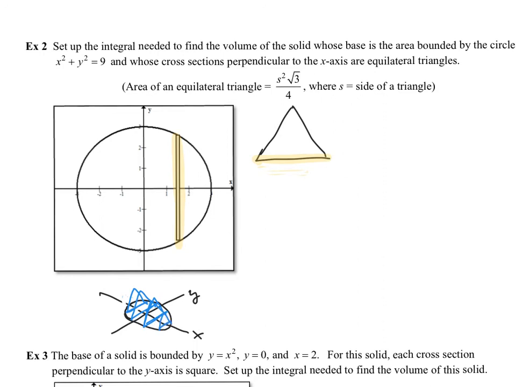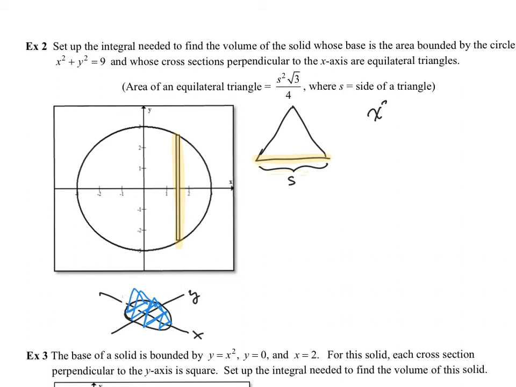All right, so to find the area of the triangle, we need to know what S is, the length of one of the sides. So let's label this. This length would be S. So how are we going to find that? Well, if you look at our XY plane, to find the length of this yellow segment, we just need to take the top of the circle, that function definition, minus the bottom of the circle. So what we're going to have to do is take this equation, which is not solved for y, and solve it for y. So I'll just do that right here.